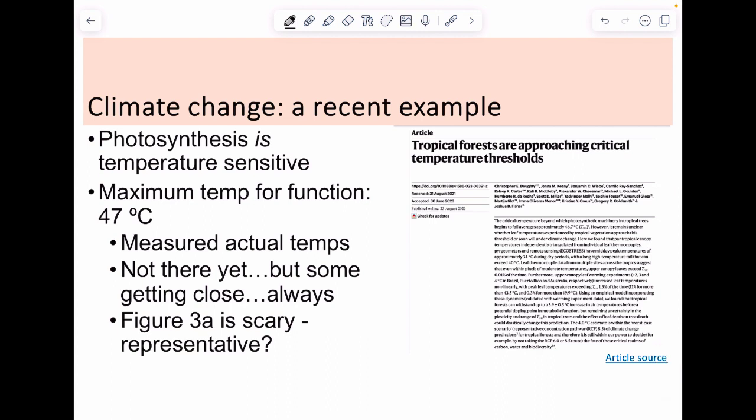I walked through this paper in class about some of our worries. Photosynthesis is temperature sensitive, and there seems to be a calculated theoretical maximum of roughly 47 degrees Celsius, at which point the mechanisms of photosynthesis fail. And we're not at the 47, but we're getting pretty close. If you look up this paper, and there's the source, if you look at figure 3A, we're starting to dance around with temperatures in tropical forests approaching the point where photosynthesis stops.